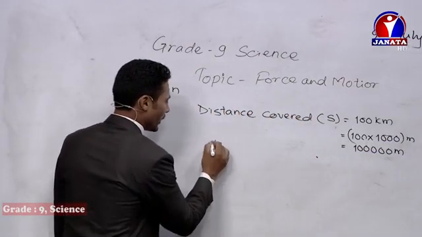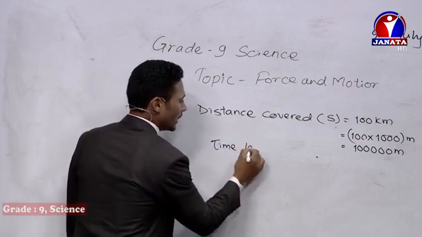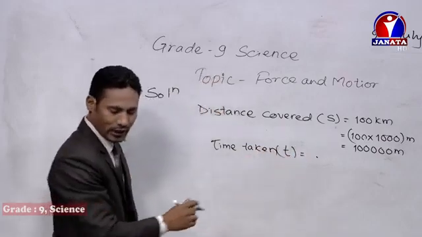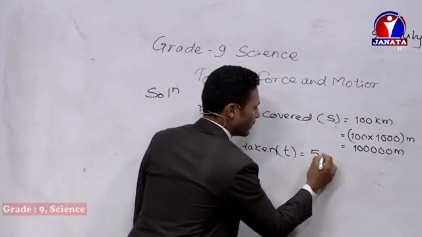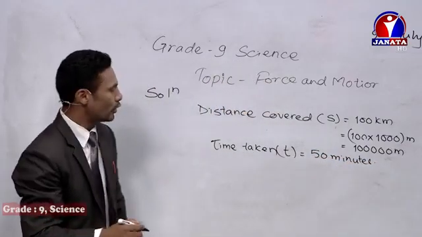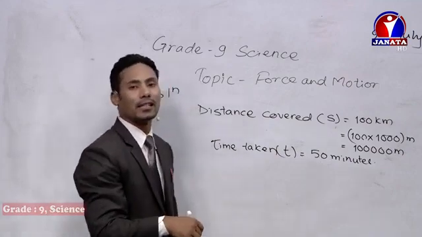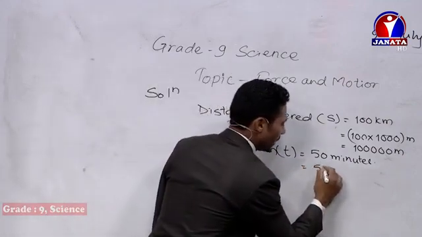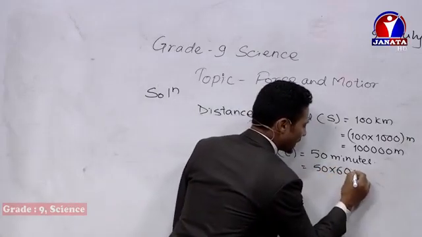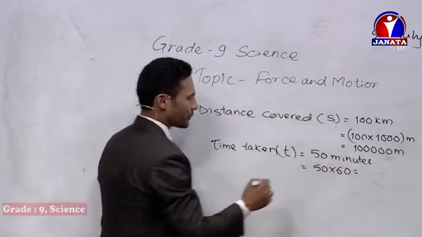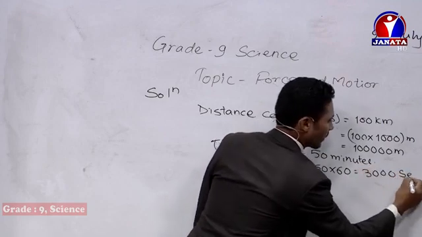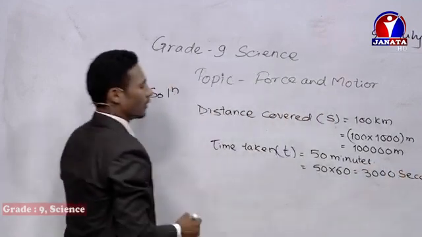And time taken is also given over there. Time taken, so I will write down this T. There is given 50 minutes, right? 50 minutes is the time taken. So we will change this also into the SI system of units. That is 50 into 60, because 1 minute equals 60 seconds. That's why we need to multiply by 60. This one is 3000 seconds.